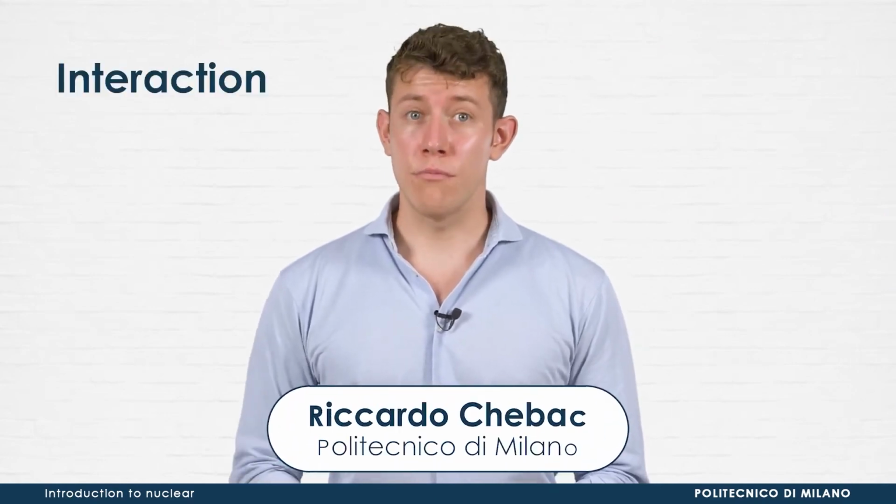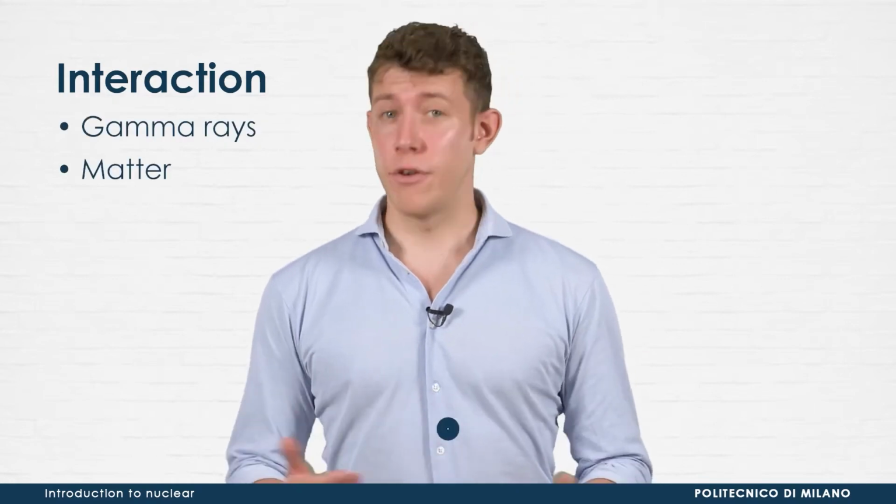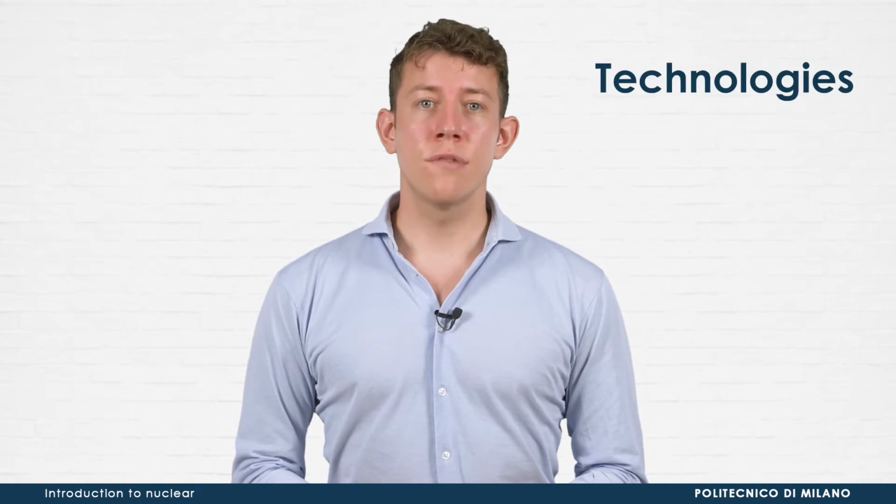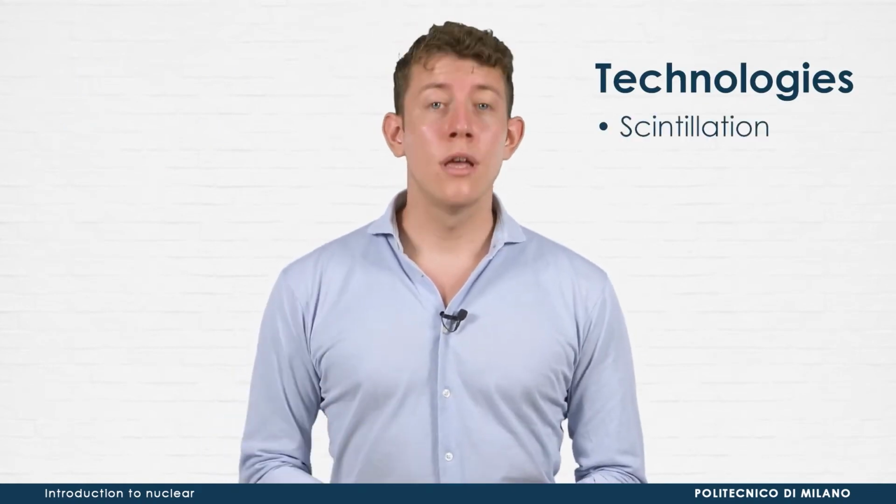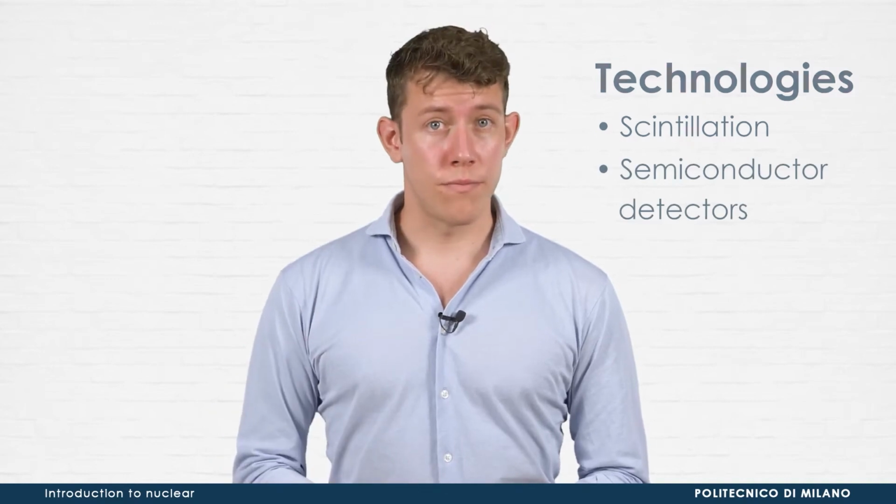In the first part of this lecture, you will learn the different types of interaction that can occur between gamma rays and matter. Then, we will focus on the most used technologies employed in gamma ray spectrometry, namely scintillation and semiconductor detectors. Let's start from the beginning.